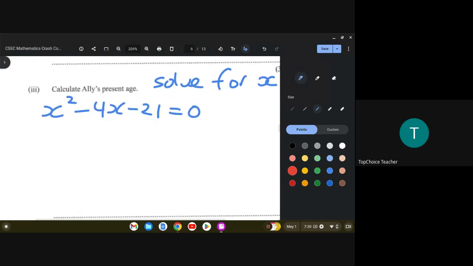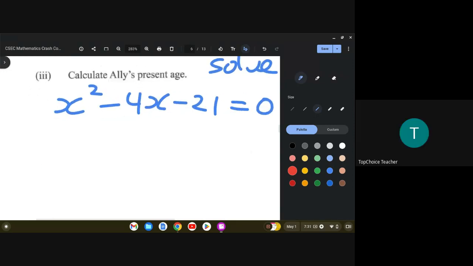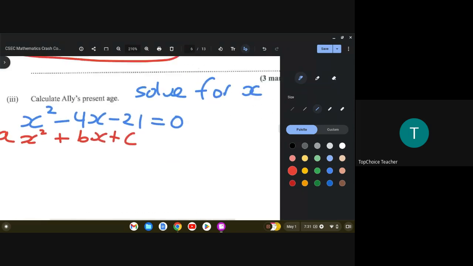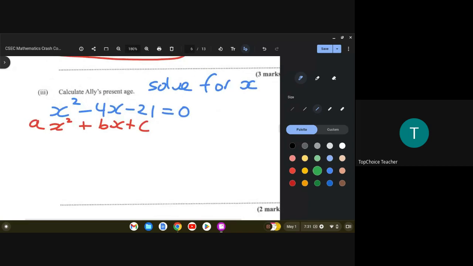Now, have you all ever heard of something called the general form of a quadratic equation? It is ax squared plus bx plus c. I'm pretty sure most of you have heard that. This is how we're going to factorize this.